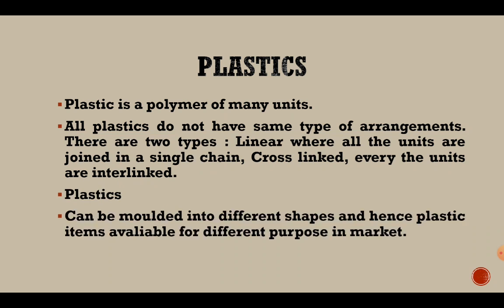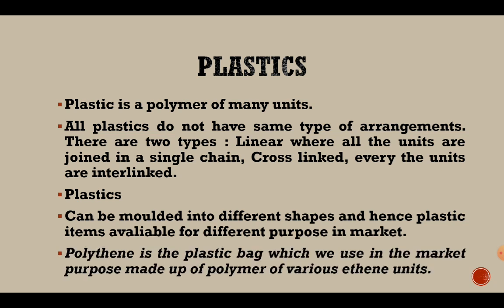Now let's see that plastics can be molded into different shapes, and hence plastic items are available for different purposes in the market. As it is moldable, that's why we see different types of toys of different shapes and sizes available in the market. Now, polythene is the plastic bag which we use in the market, made up of a polymer of various ethene units. It is many times asked in board examinations as a 1 mark question.